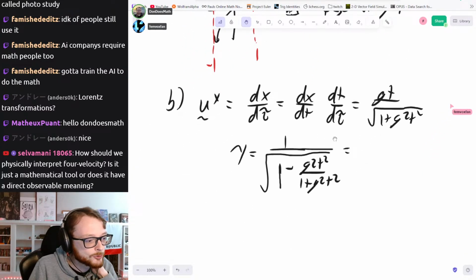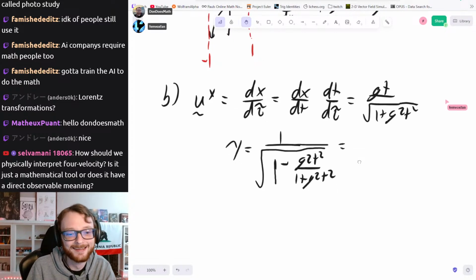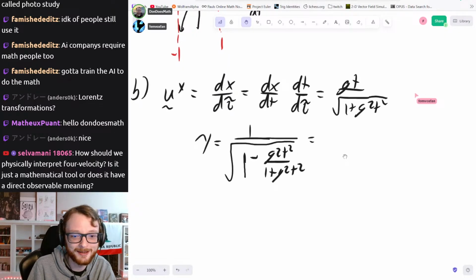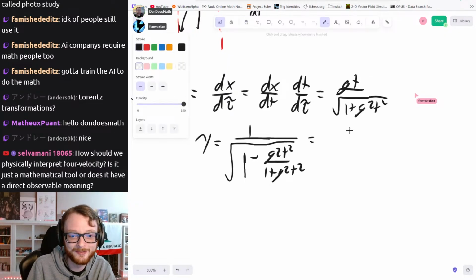Selvamani is asking, how should we physically interpret 4 velocity? Is it just a mathematical tool, or does it have a direct observable meaning? It's a good question. We can observe the effects of it for sure. I don't know that we can actually visualize it though. I'm not nearly experienced enough with this to confidently give you any sort of answer, I think.